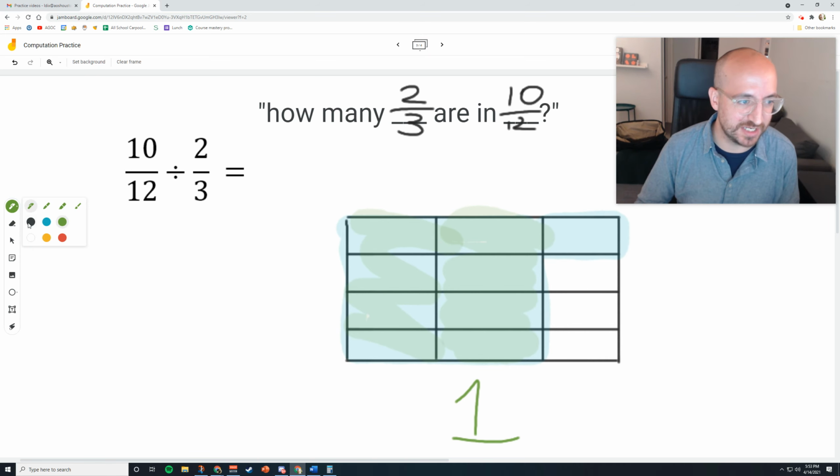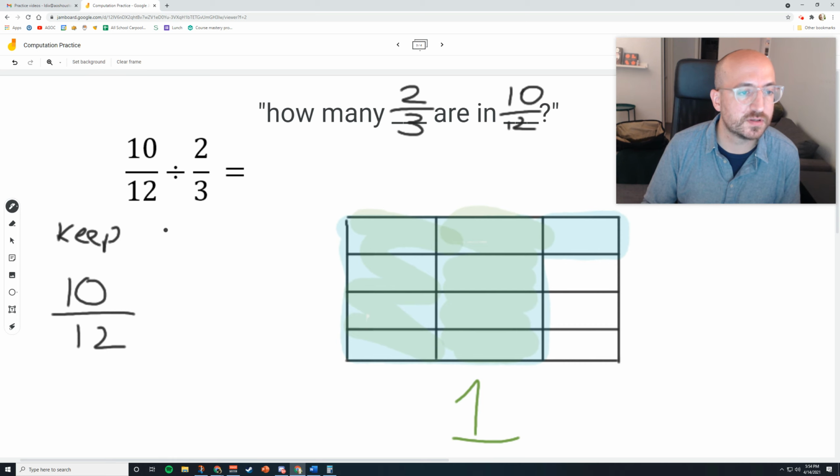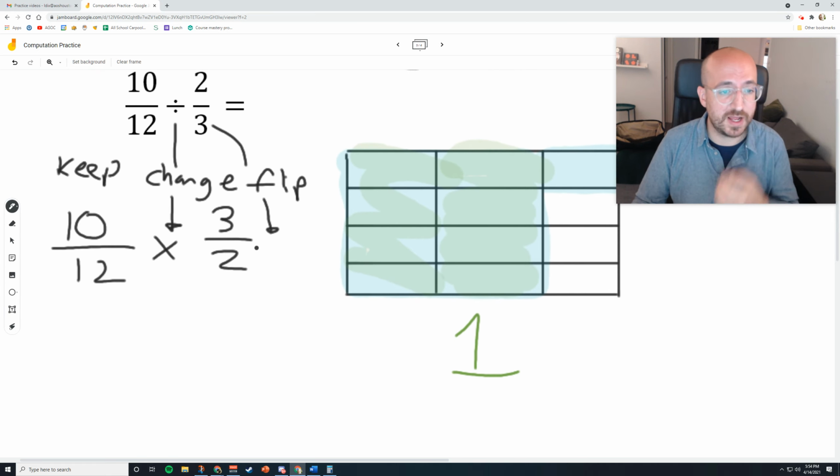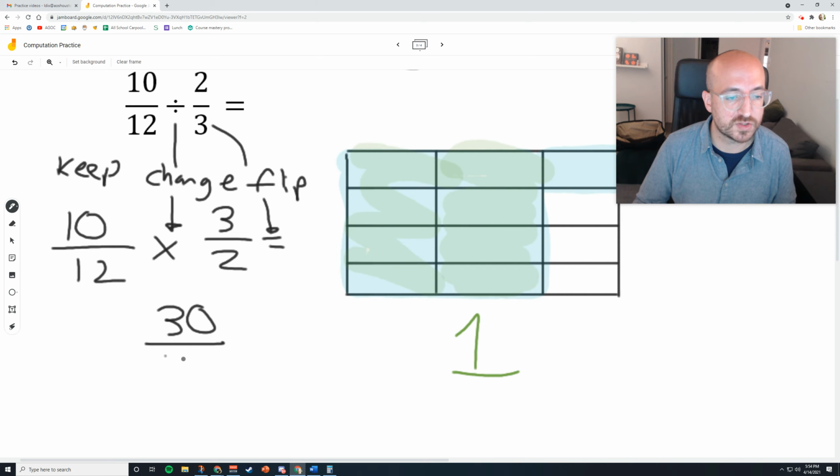So we're going to go to keep, change, flip. Keep your first number, 10 12ths. Change division to be multiplication, and flip to the reciprocal. So instead of 2/3, it's going to be 3/2. Let's multiply it straight across, and we get 30 over 24.